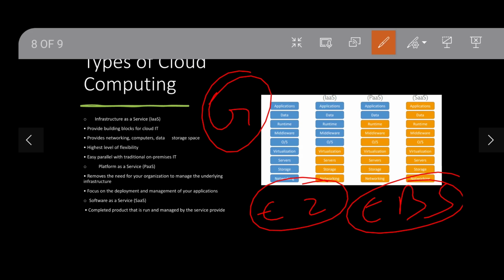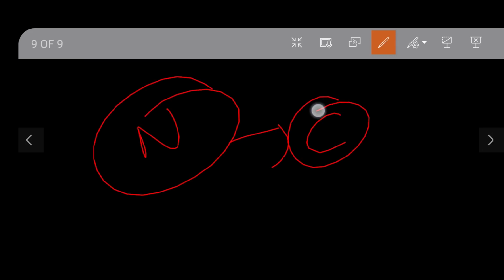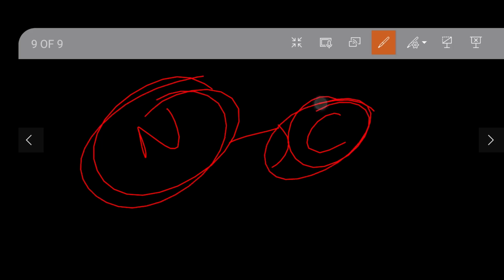Another example is Netflix. Netflix is hosted on cloud. Whenever you stream any movie or anything, the data is coming from the cloud, and there is no delay. Many popular applications right now are hosted on cloud. That's why cloud computing is important. Thank you.